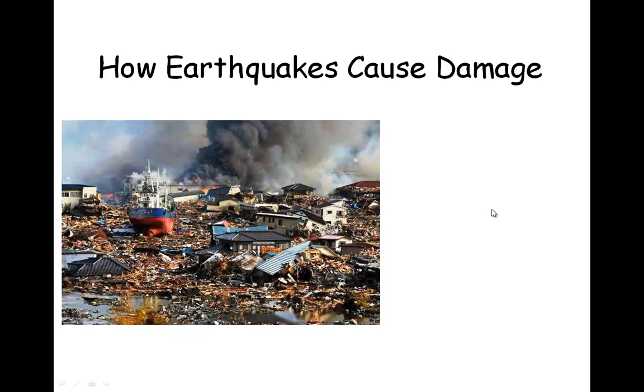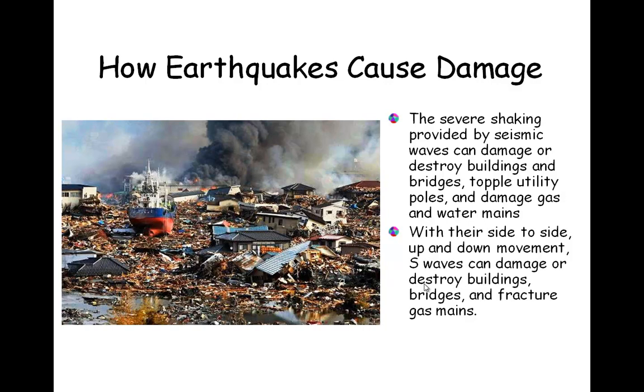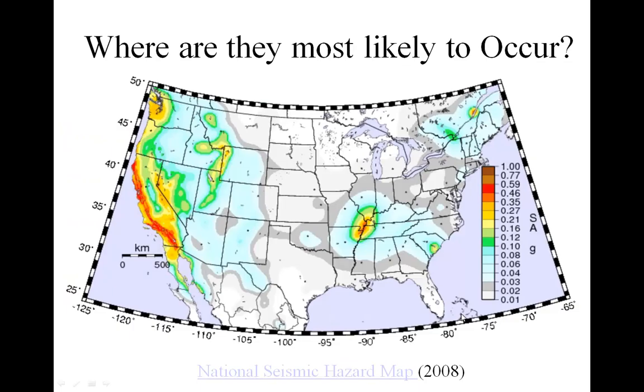How do earthquakes cause damage? Severe damage by motion will cause foundations to give way, walls to collapse, roofs to collapse, gas mains to break, water mains to break. The tidal wave can push ships up into dry land. Side-to-side motion, the S waves and the surface waves, are the most damaging of all the waves because they're trying to break the buildings just with their side-to-side motion.